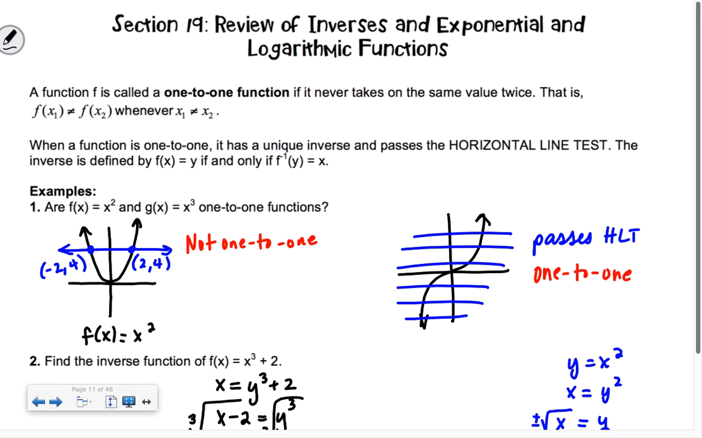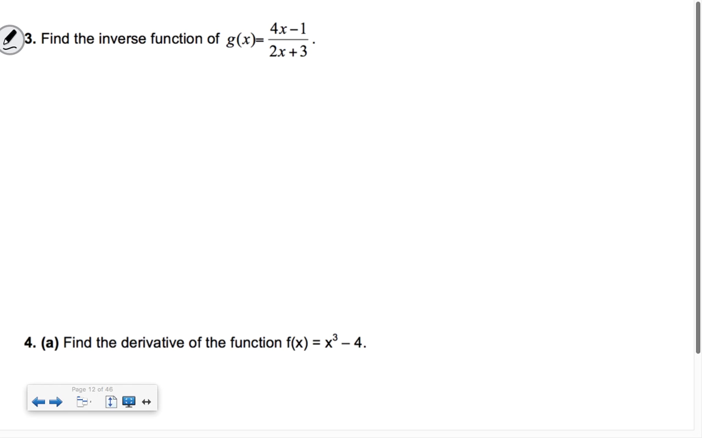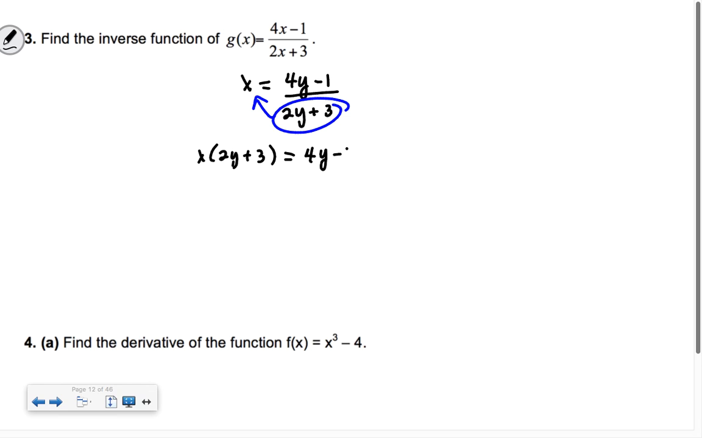We're going to switch our x and y first, so go ahead and do that. Instead of having y for g of x, I'm going to write x equals (4y minus 1) over (2y plus 3). We multiply our denominator over, so we get x times (2y plus 3) equals 4y minus 1. So we have 2xy plus 3x equals 4y minus 1.